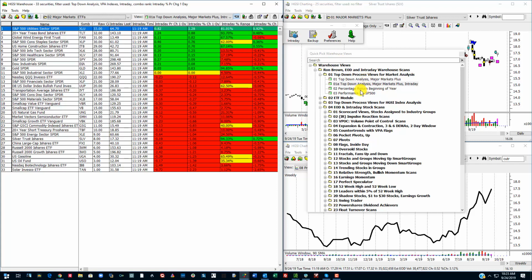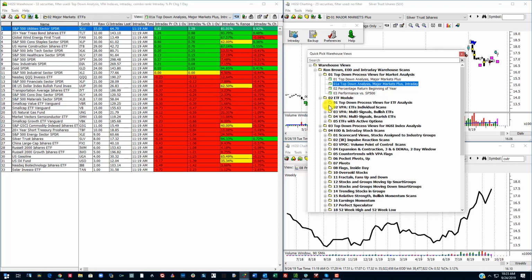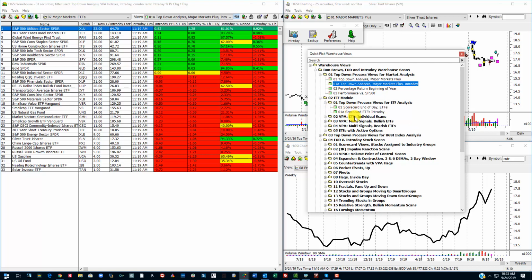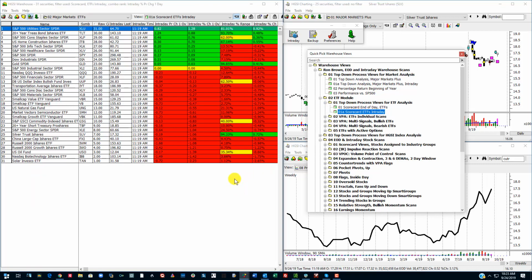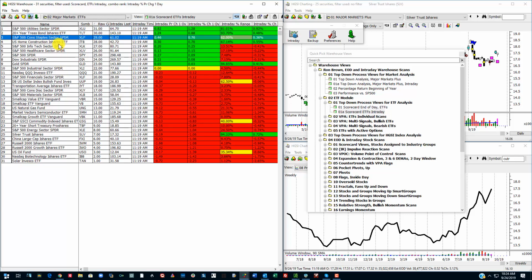Next, I'm going to drop down to the next group. It's major market ETFs, and I'm going to go to my ETF module, click on folder number 1, and click on scorecard ETFs intraday. Now these are all ETFs. I'm not mixing or including any market indexes with these. So this gives me a read as to what's happening. There's no VIX in here, but you can see that the utilities money is looking for safety. It's going to utilities, treasury bonds, consumer staples. Home construction has been strong again.